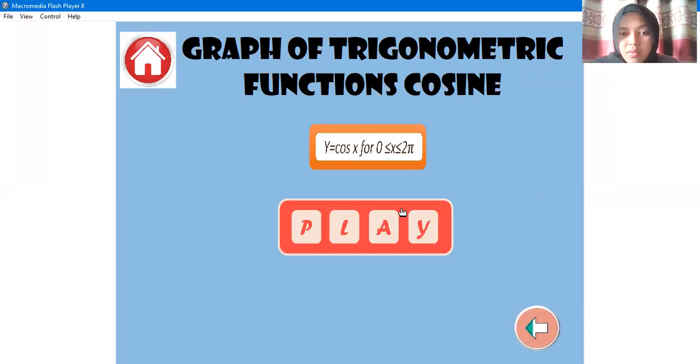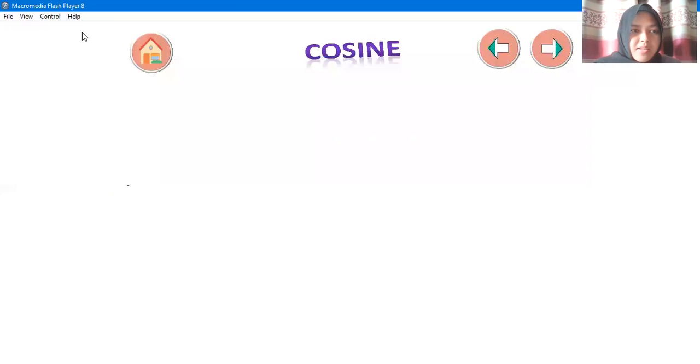Okay, next, graph of trigonometric function cosine. y equals cosine x for x more than or equal to 0 and x less than or equal to 2π. Okay, go to play the drawing of the graph of trigonometric function cosine. Okay, the playing.